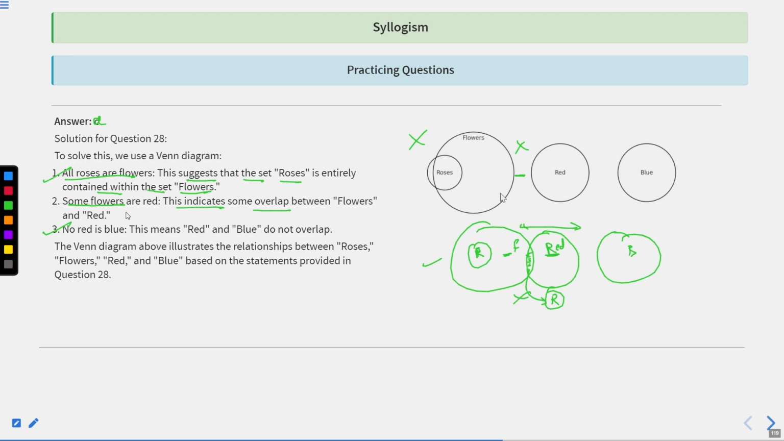Somewhere you might find that it is mentioned that both A and C follow, but the more precise answer, the more correct answer, will be A, not A and C, because through the Venn diagram and through the statement, we cannot have a direct inference where we can say that roses and red are directly related. So there might be a possibility, there might not be, but the correct answer for this particular question will be answer A.